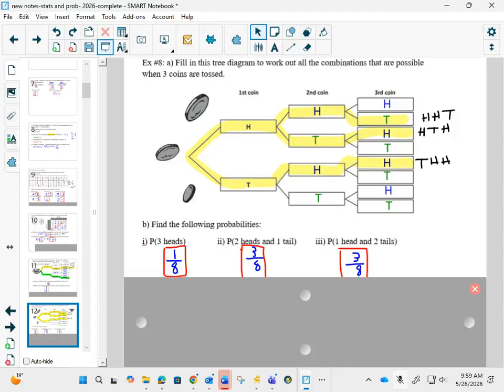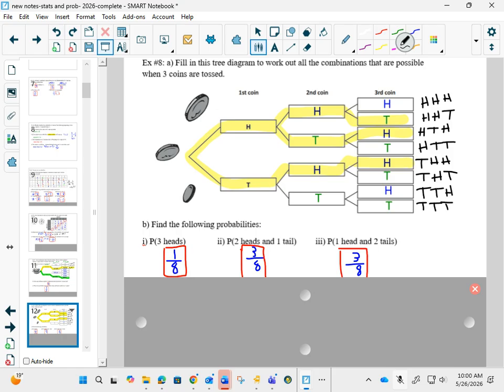2 tails and 1 head. Can you see 3 of those ones? Here's 2 tails, 1 head. Here's 2 tails, 1 head. And here's 2 tails, 1 head. Yes, 3 out of 8. But sometimes it's nice to list them all. So after doing your tree diagram, you can list what these are. This is HTT. This is THT. This one's TTH. And this is TTT.